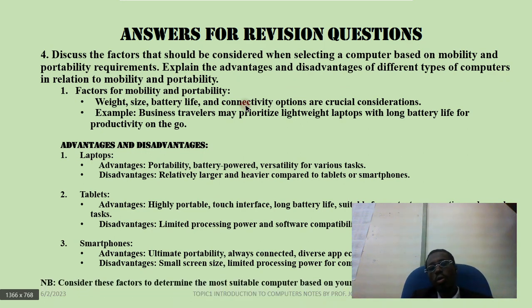And then this is what you need to consider. When considering these factors, you need to determine the most suitable computer based on your mobility and portability requirements.